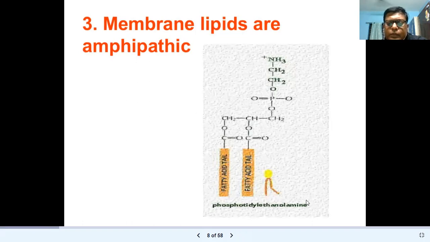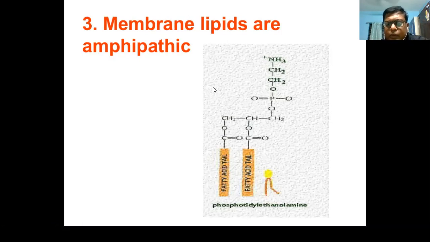We're looking at phosphatidylethanolamine. Here, the fatty acid tails are the non-polar area, and this is a polar zone. These are the polar head area, represented as the yellow head, and these two straight chains of fatty acid are the non-polar tail. So membrane lipids are basically phospholipid in nature. They are amphipathic, containing both polar and non-polar groups, so a polar head group and a non-polar tail group.